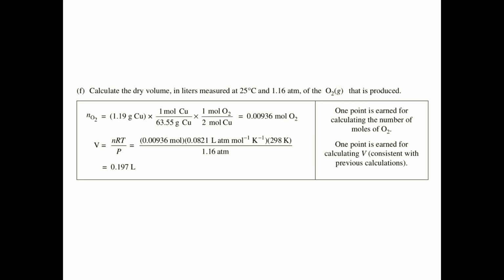For F, it says calculate the dry volume in liters measured at 25 degrees Celsius and 1.16 atmospheres of the oxygen that is produced. Well, since I know I have 1.19 grams of copper, I'm going to convert that into moles of oxygen. Okay, you use your mole to mole ratio. And then you're going to use PV = nRT. And then you can calculate it, you get 0.197 liters. So you get 1 point for the correct number of moles of oxygen and 1 point for using PV = nRT correctly and getting the volume.